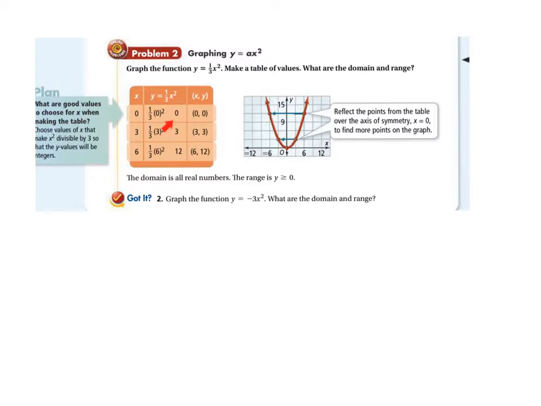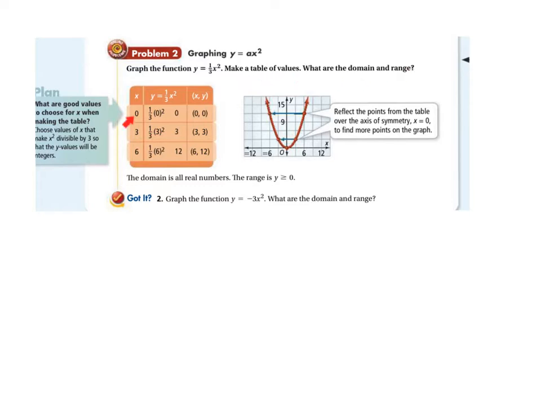So a little practice in graphing here. Again, graphing the form y equals ax squared. Don't have a b or c on this one. Those are both zeros. Graph the function y equals 1/3 x squared. Make a table of values. That's currently what we're going to do here, making a table of values.